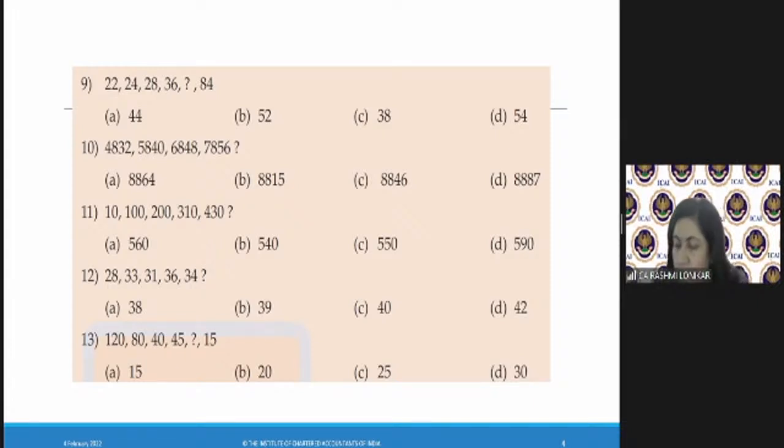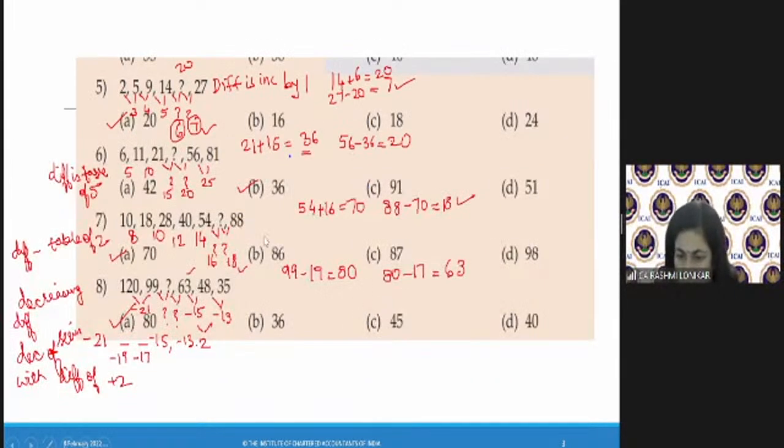Shiba, no. See, difference is 21. Just let me show you. Here, see, Shiba. This is minus 21. 99 minus 120 is minus 21. Then minus 15, minus 13. So what is happening here is, let me write it again. This is minus 21. Then two differences I don't know. Then minus 15. Then minus 13.